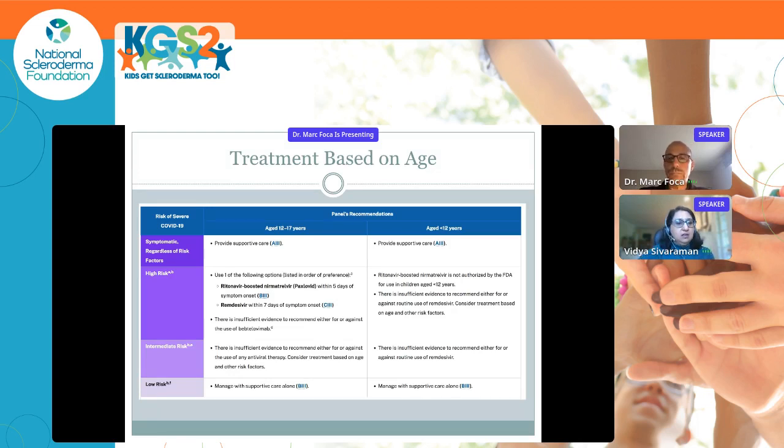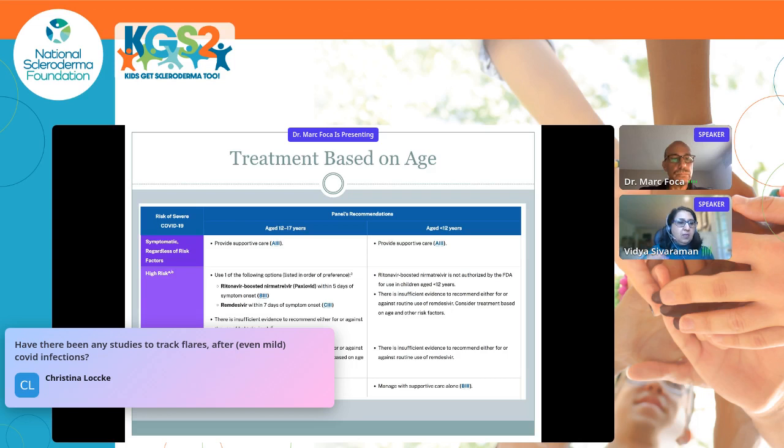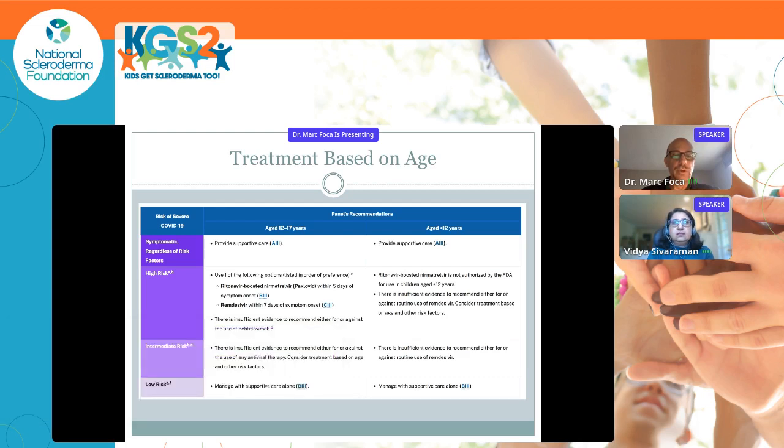So I guess that would be on a case by case basis, at least talking with the rheumatologist from our side. Okay. And then, have there been any studies to track flares after even mild COVID infections? Oh, yeah. So in these studies that I spoke of, and I'm sorry I didn't put it up, most of them did look whether the disease flared or not, at least in the single center studies. The database studies might have been a little bit more difficult, but in the single center studies, they did not see evidence that there were active flares with COVID if their disease was already under control.